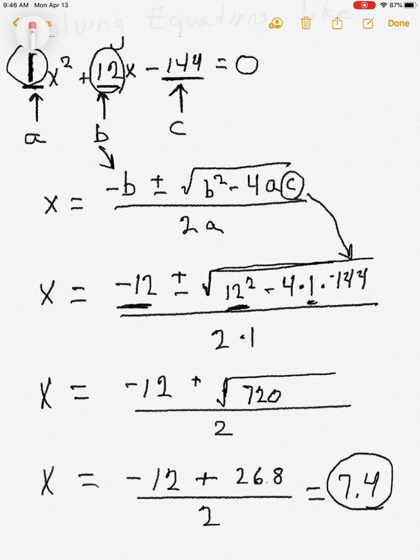In some problems, you may have 2 roots. I'm just looking here to see if you have 2 today. It looks like in most cases you will have just 1. All right, so negative 12 plus 26.8 over 2. If you do the math, you're going to get an answer of 7.4.